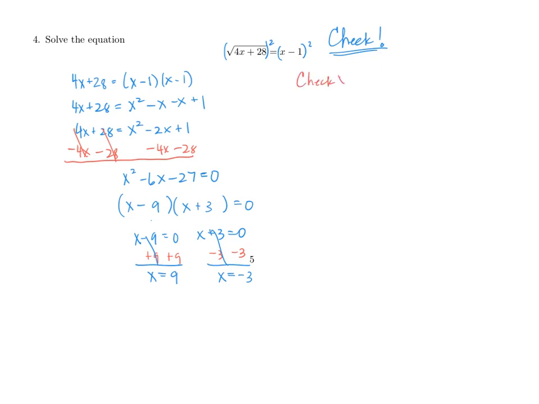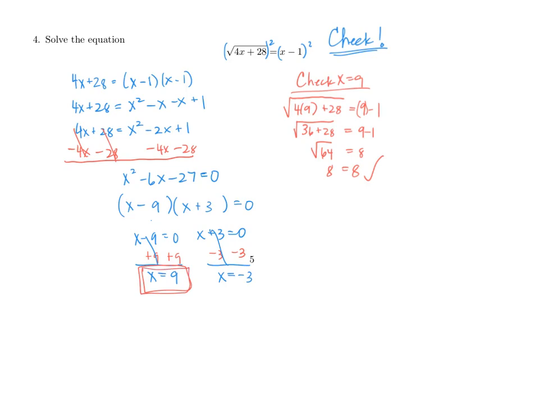So let's first check x equals 9. So it means I'm going to plug 9 in everywhere where there's an x into the original equation. That's important, the original equation. All right. So we have 4 times 9 is 36 plus 28. That's going to be 64, which is 8. And then 9 minus 1 is 8. So 8 equals 8. Okay, so 9 works. So that's definitely an answer.